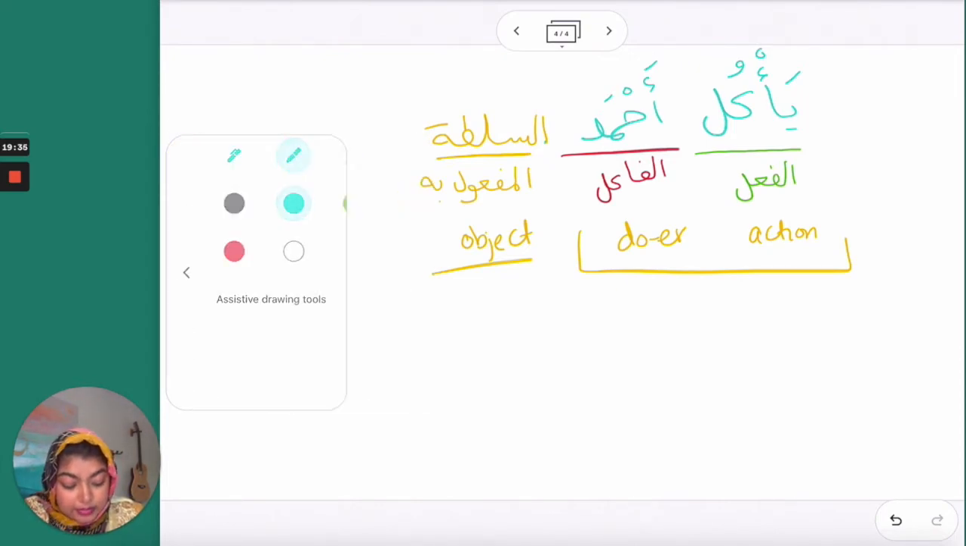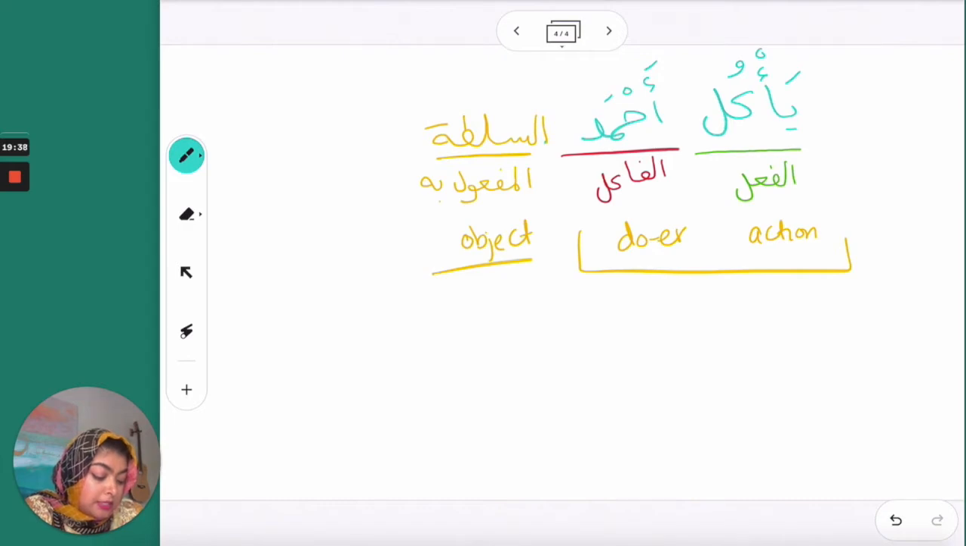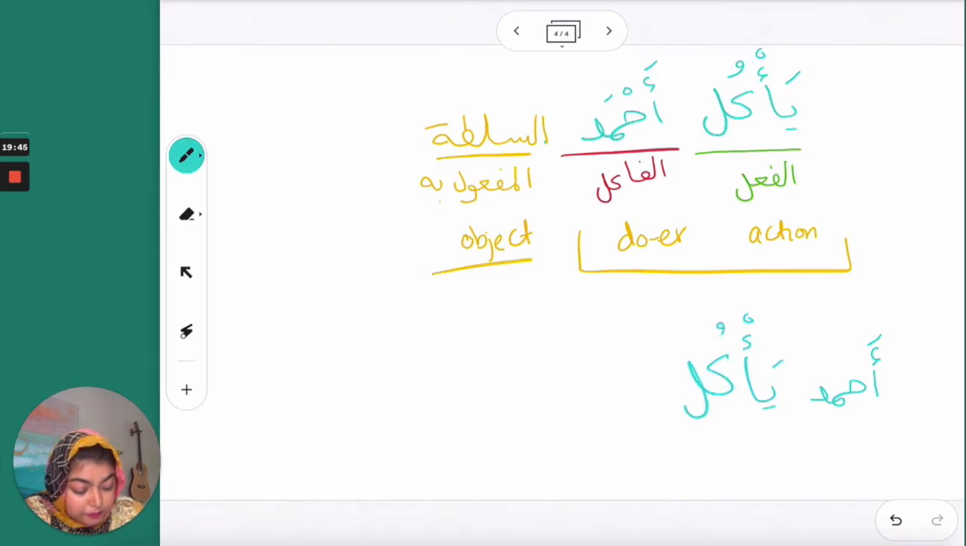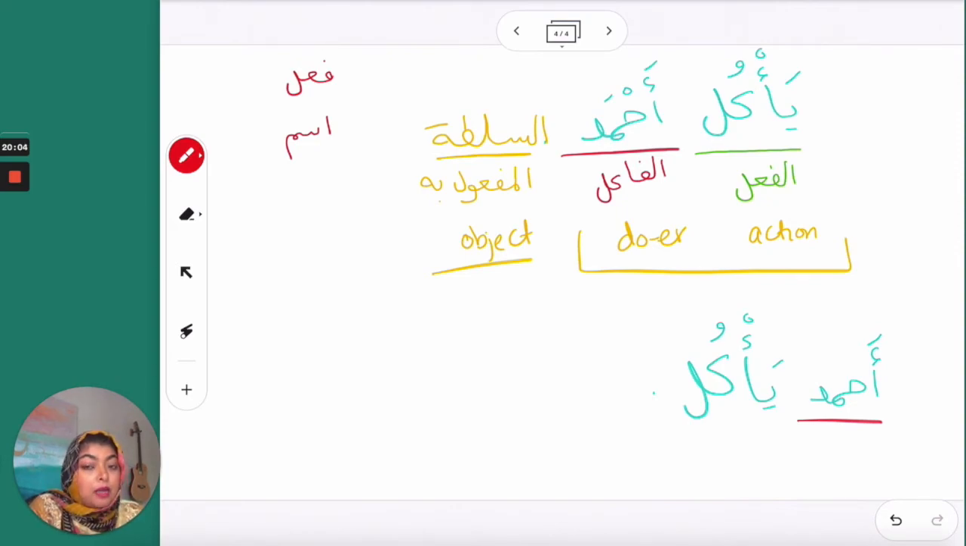Now, what happens if you switch the words? Because you could start your sentence with Ahmad and put the verb next, right? Ahmad يأكل. Now when we look at this, ما هي أول كلمة في هذه الجملة? The first word, what's the first word in this sentence? Ahmad. And then you compare it, you say, okay, is Ahmad fi'l or is it ism? Is it a verb or is it a noun? Ahmad's the name of a person, so a person, place, or thing is a noun. So this is a noun right here.